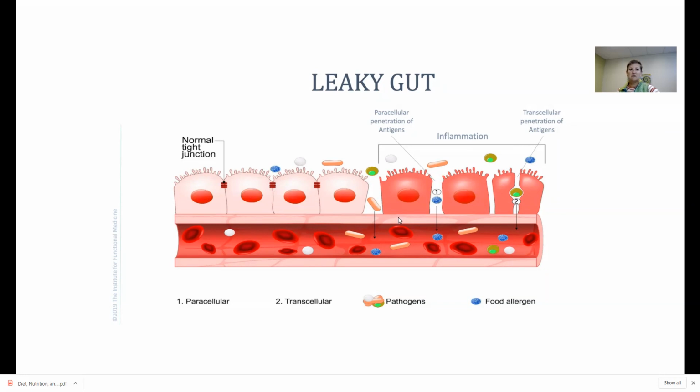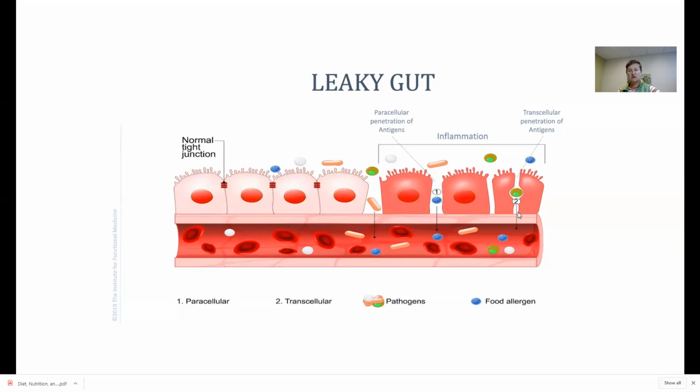But there are a couple of ways that things get through our gut wall. This is part of a normal process, as well as can be part of an abnormal process. Things can pass through paracellular, so between the cells, and that's normal.